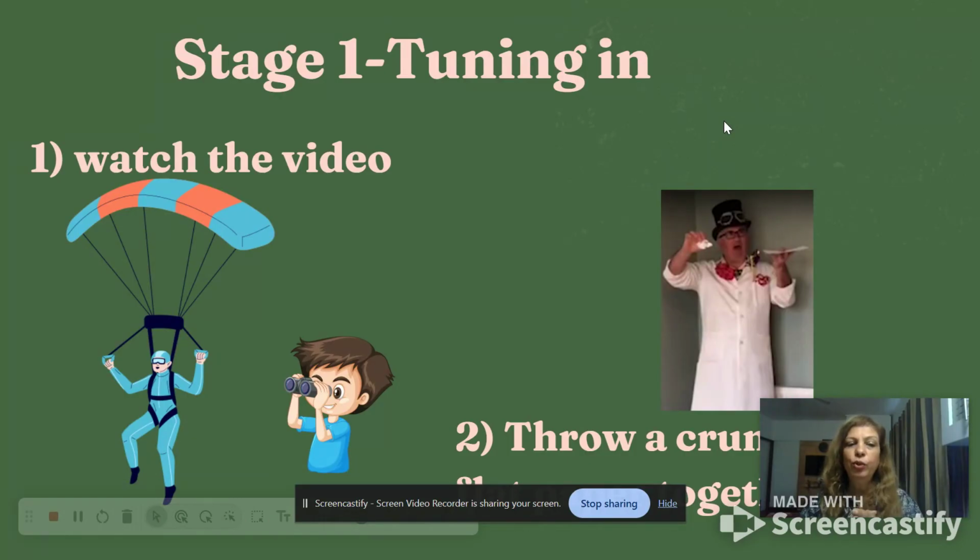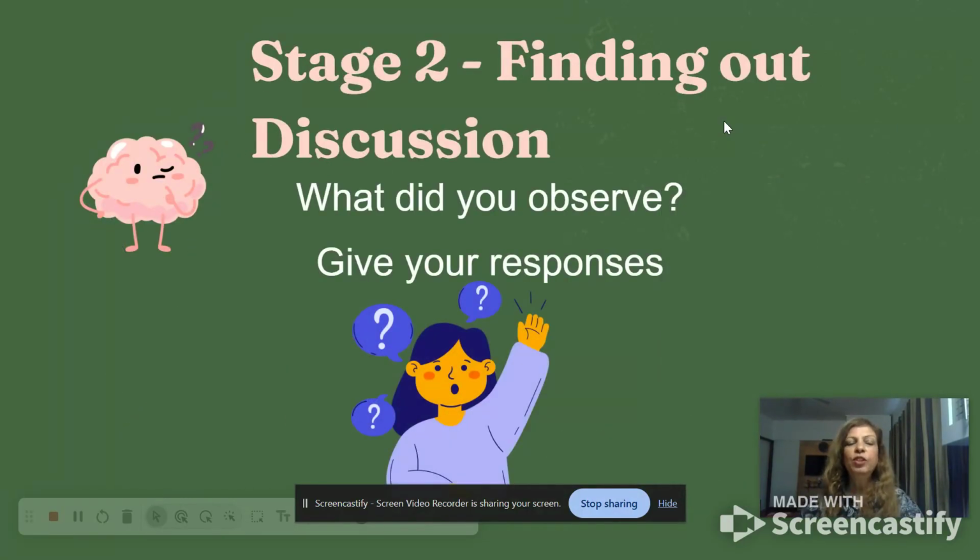Stage 1 is tuning in, where the students will watch a video about the skydiver opening a parachute, and I will be throwing a flat paper as well as a crumpled paper down. Learners are going to observe that carefully, post which we will have a reflection about what did they observe. I am going to record their observations or their findings on the board.